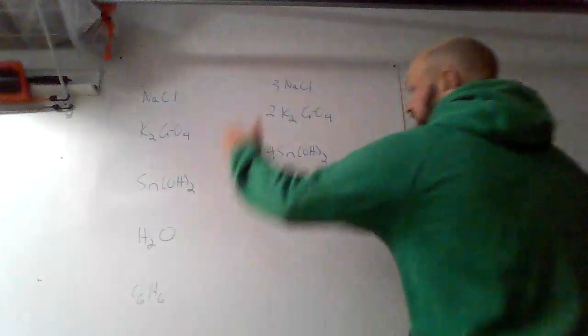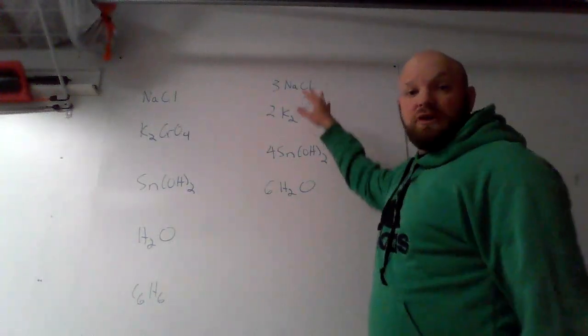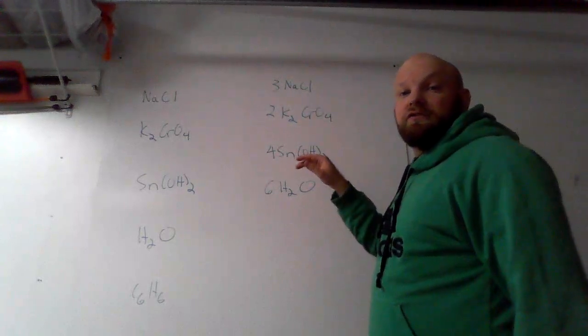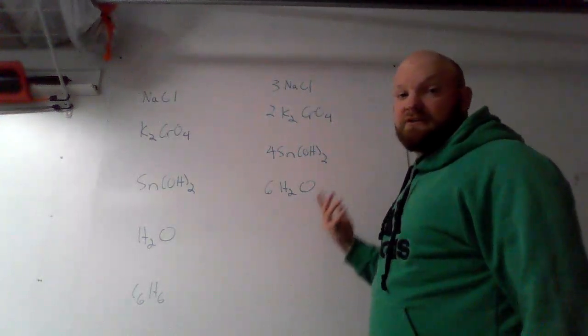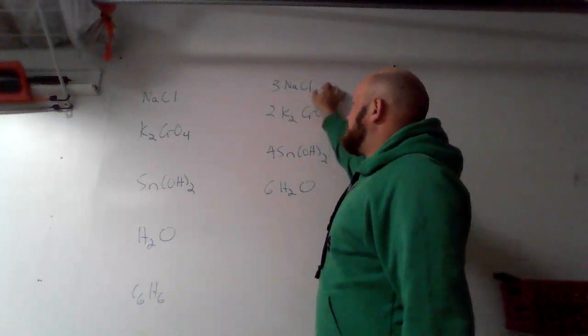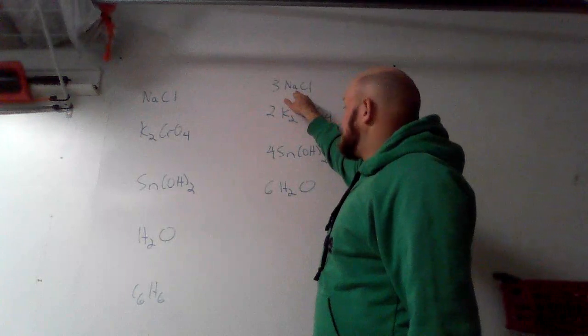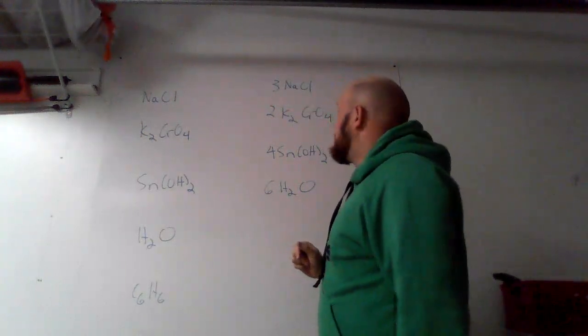So if I take these same compounds that I had over there, and these are the ones that are in the Google Doc, so if you're trying to figure out where the numbers came from, I'm going to explain that. So if I have 3 NaCl, this means I have 3 moles of sodium chloride. So therefore I distribute. So I have 3 moles of sodium and 3 moles of chlorine.